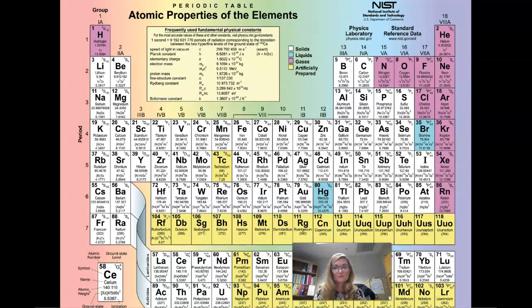And so taking a brief look at that, you can look around at the different elements here. Of course, you do have your exception over here. You have helium, which is going to be a gas, but it is located on the left-hand side of the periodic table.